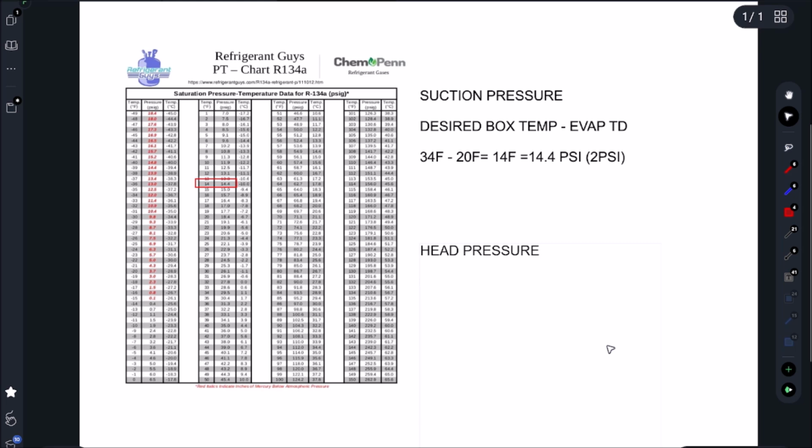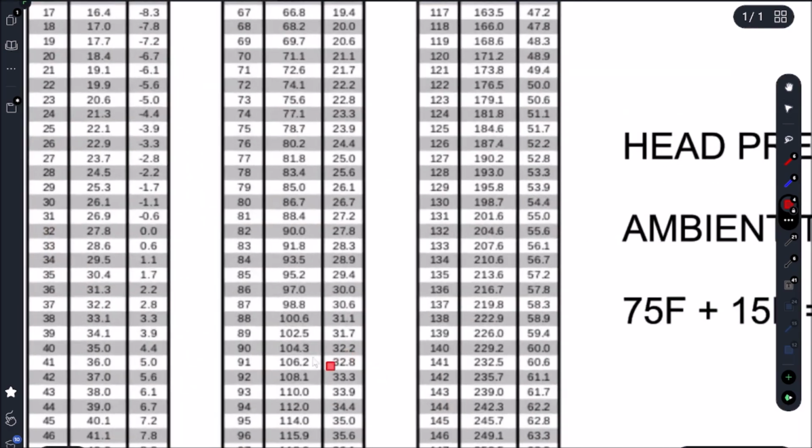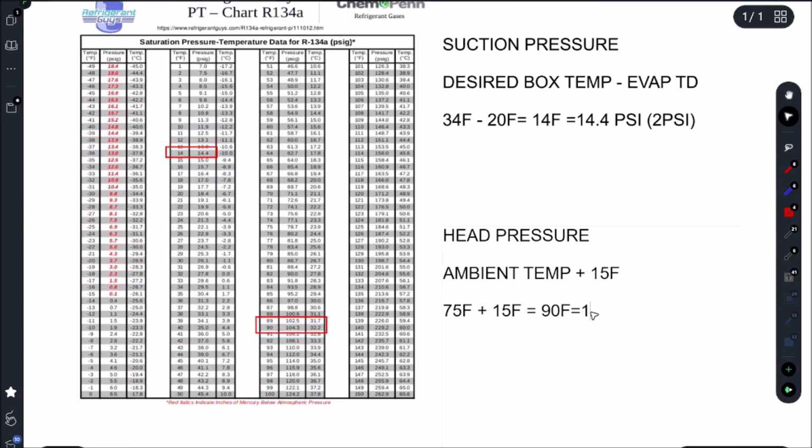And for our head pressure, we're going to take our ambient temp and add our condenser split. So in this case, we have a 15 Fahrenheit condenser split. Our ambient temp was 75 Fahrenheit. We're going to add 15 Fahrenheit to that, and that gives us 90 Fahrenheit. Let's go over to our PT chart really quickly. 90 Fahrenheit equals 104 PSI.